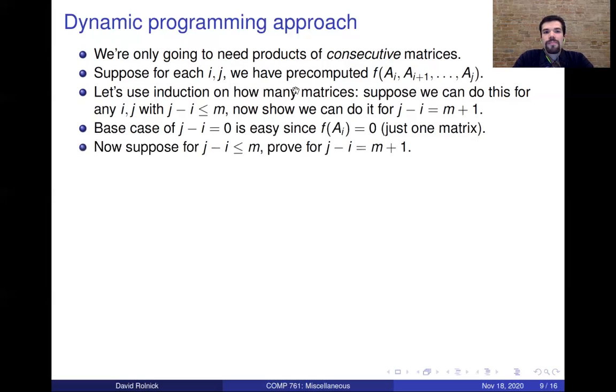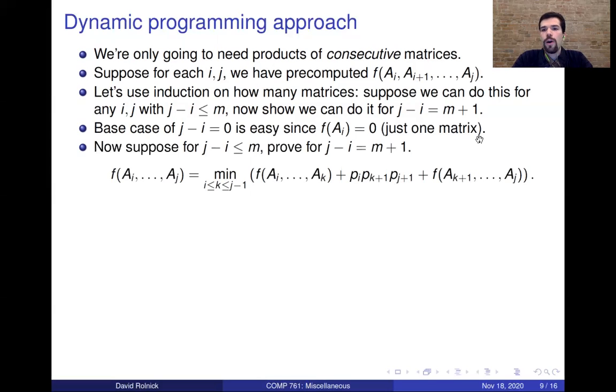OK. Now suppose that for j minus i less than m, we can do this. We have the optimal number of operations for multiplying anywhere up to m consecutive matrices from our list. So if m is 3, then we know the optimum for any 3 consecutive matrices in our list. Now let's prove it for m plus 1 consecutive matrices.